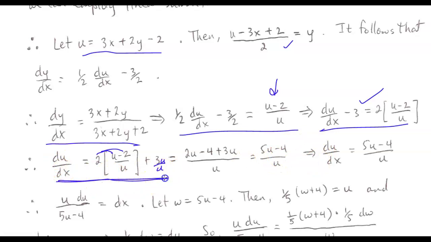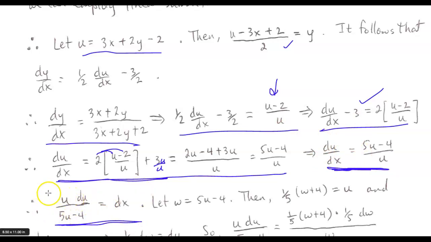So all this that I'm talking about here just simplifies to du over dx is equal to (5u minus 4) all over u. And then at this point, it should be really easy to see how this is a separable ODE. So do some cross multiplying and such, and we see that our solution ends up being this. And we know that the goal here is to be able to integrate both sides.